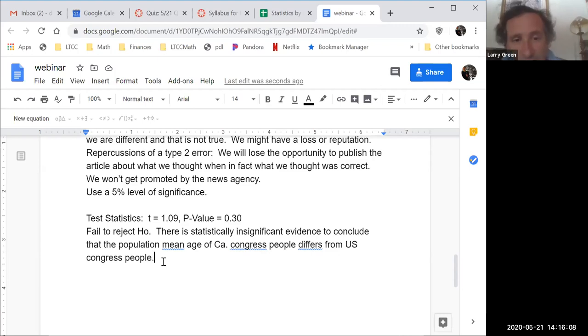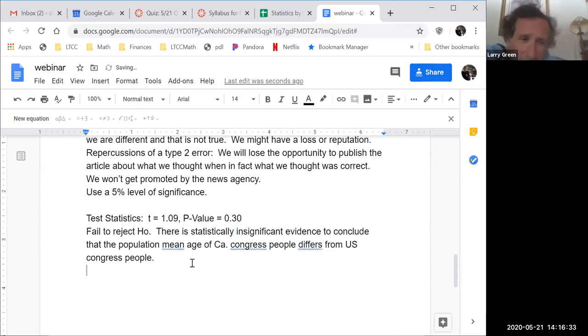Okay, notice the two key letters right here, in. That means that we don't have significant evidence. So we're not able to make a decision. That's all this says. It's a very fancy way of saying we did a lot of work and we know nothing. That's all this says. Any questions on that? Okay.